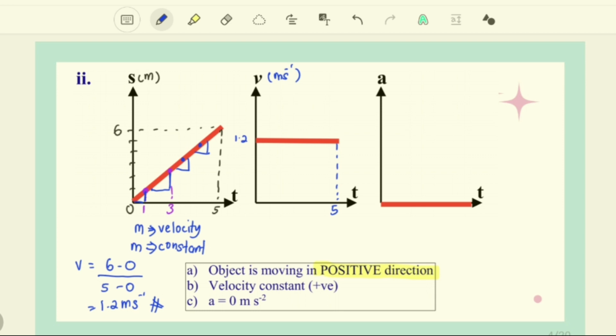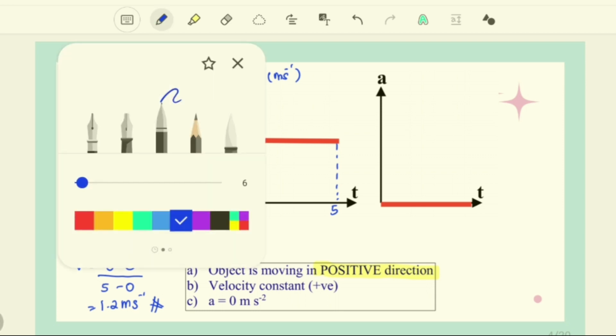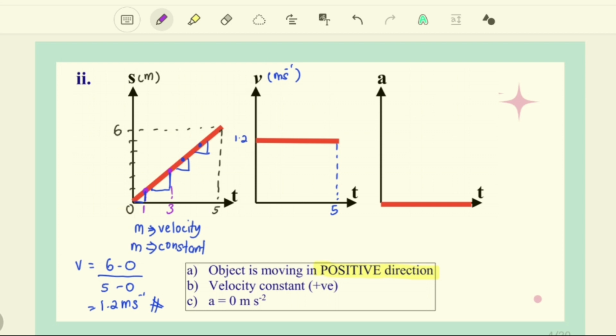Dalam masa 5 saat, dia bergerak sejauh 6 meter. Okay, tapi dia punya velocity dia constant 1.2 meter. Dia tidak memecut. So when we calculate the gradient of graph V against T graph, gradient ini tak ada. This is the horizontal straight line. So no gradient. So gradient M equal to 0. Therefore, acceleration is also equal to 0. That's why here, in 5 seconds, the acceleration is 0.